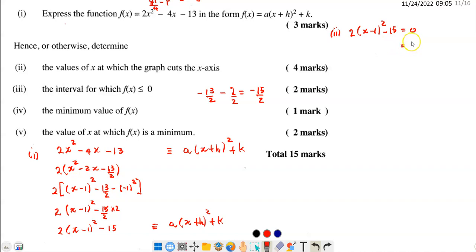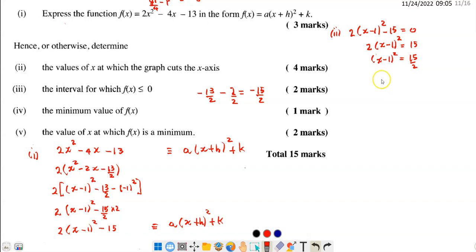So we would have 15 equals 2 into x minus 1 all squared. We divide both sides by 2. So what we have there is x minus 1 all squared equals 15 over 2. Okay, and then we take the square root of both sides for this. We multiply by a half.